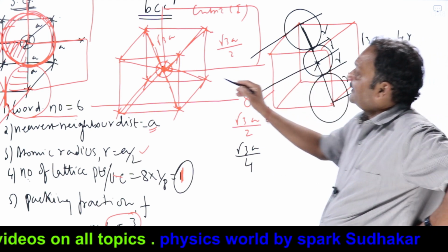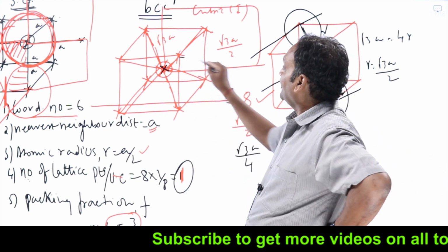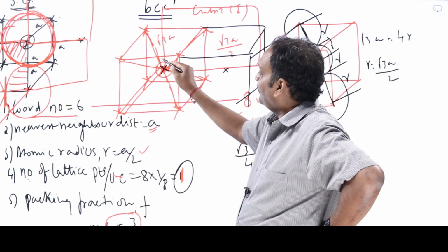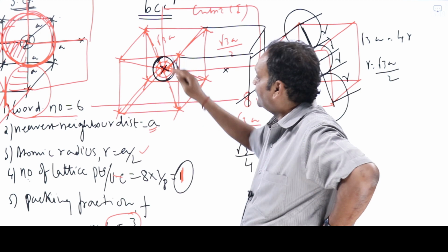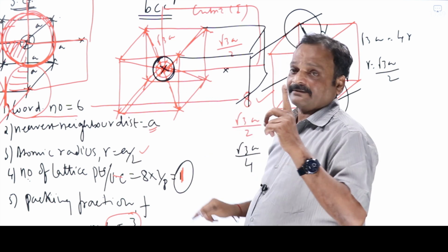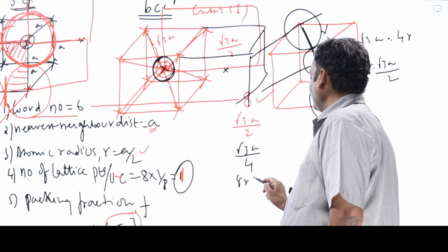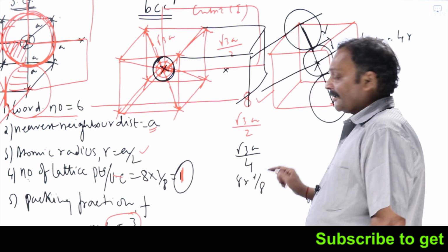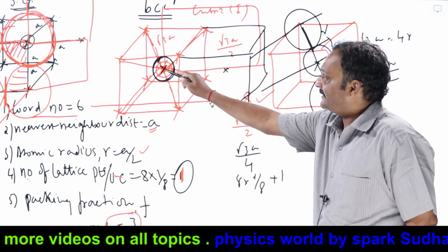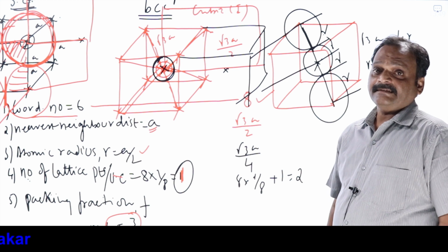What about this body-centric lattice point? This body-centric lattice point is not being shared by any other unit cell, isn't it? Because one more unit cell on the right will have its own body-centric lattice point. So this body-centric lattice point belongs exclusively to our unit cell. From 8 corners, I am getting one effectively and one body-centric one. So I'll write the number of lattice points per unit cell in BCC as 8 into 1 by 8, which should remind you that we are talking about corner atoms, plus 1. That is nothing but the body-centric point which is not shared by any other unit cell. So effectively, the number of lattice points per unit cell in BCC equals 2.